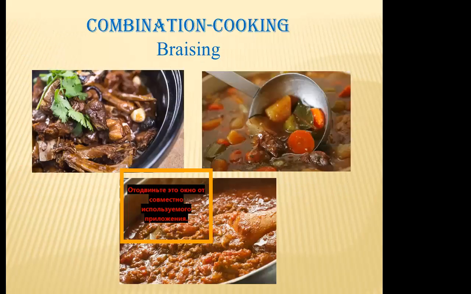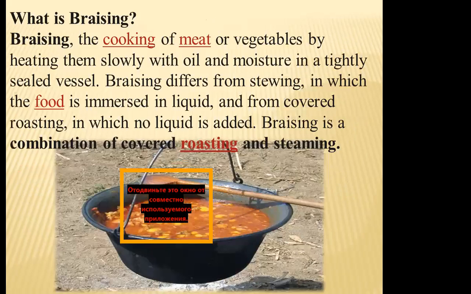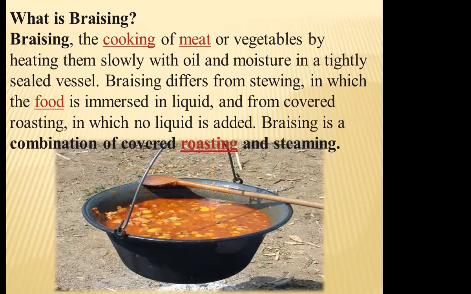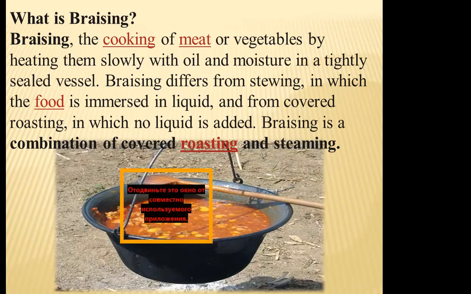The next, combination cooking, it is braising. What is braising? Braising is the cooking of meat or vegetables by heating them slowly with oil and moisture in a tightly sealed vessel. Braising differs from stewing, in which the food is immersed in liquid, and from covered roasting, in which no liquid is added. Braising is the combination of covered roasting and steaming.